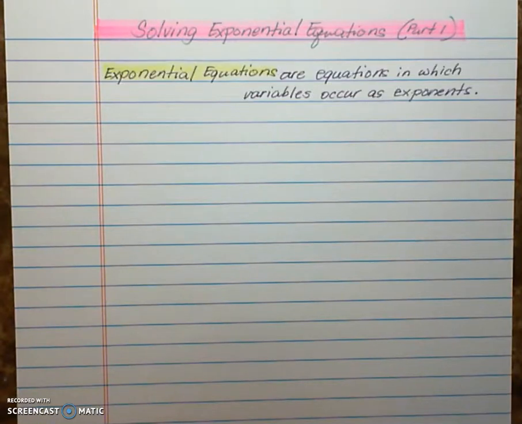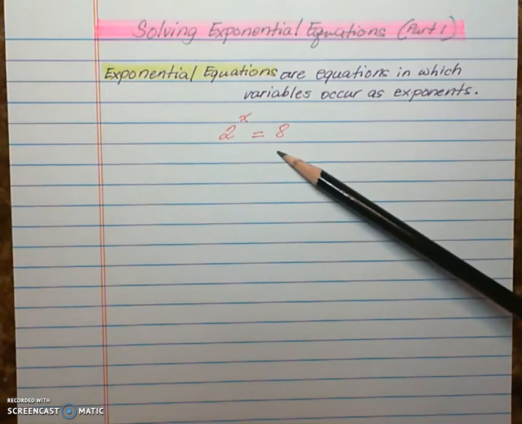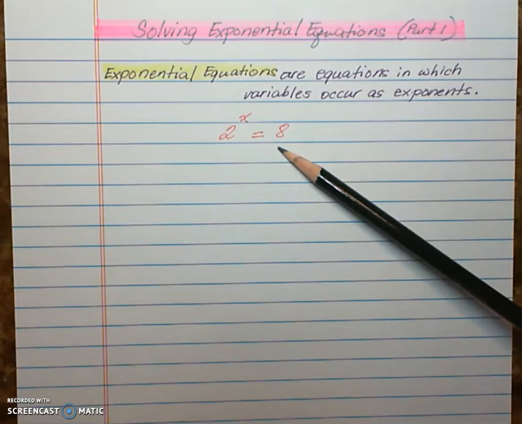Our topic for today is solving exponential equations. This is part 1. So, what are exponential equations? Exponential equations are equations in which variables occur as exponents. So, this is our first example: 2 to the power of x equals 8. What we're going to do is solve for x.